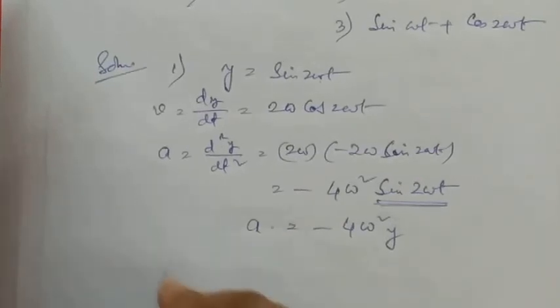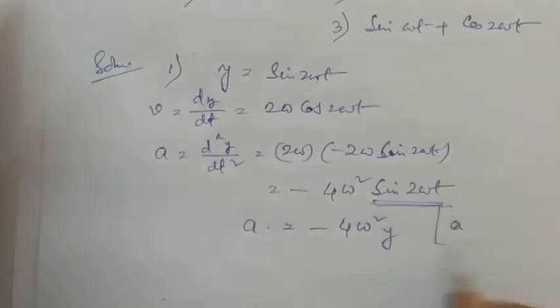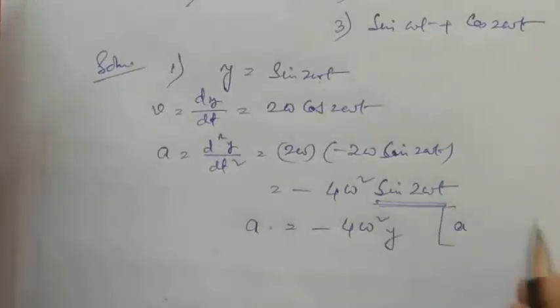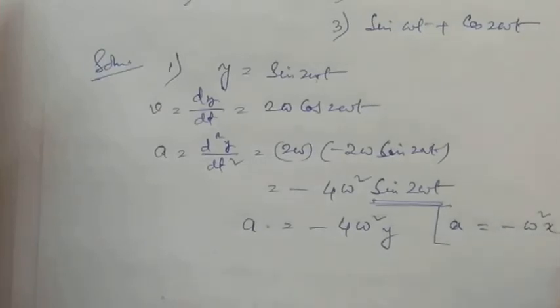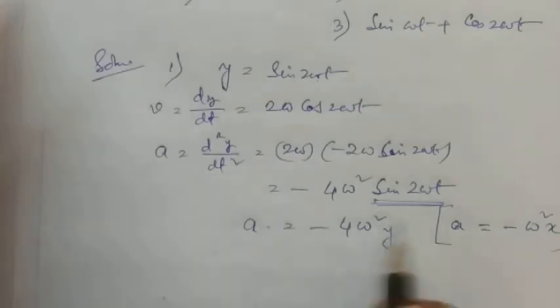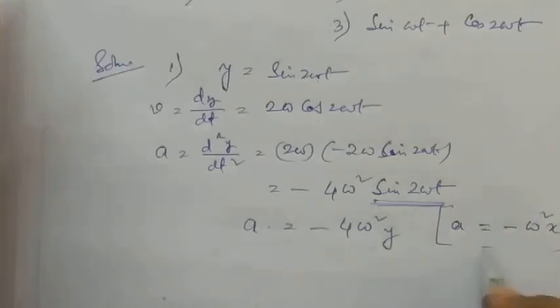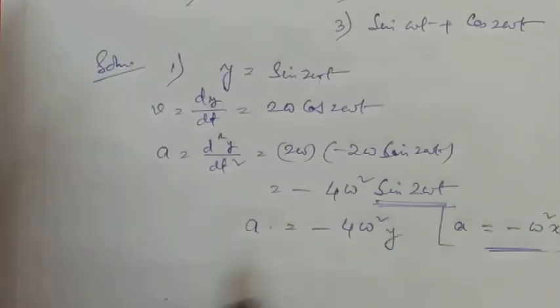So this represents SHM because the expression for a is similar to minus omega square x. So 4 omega square means 2 omega whole square into y. This is the equation for SHM. So this equation and this equation look to be of the same pattern. That means it is an SHM.